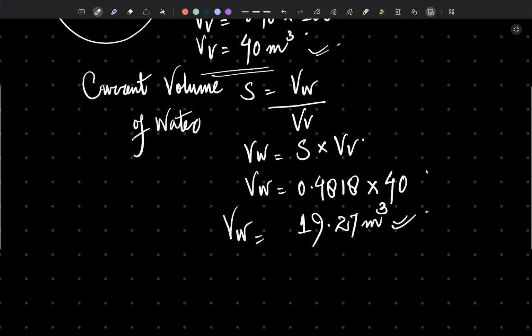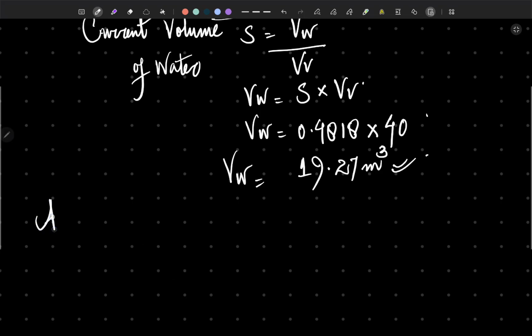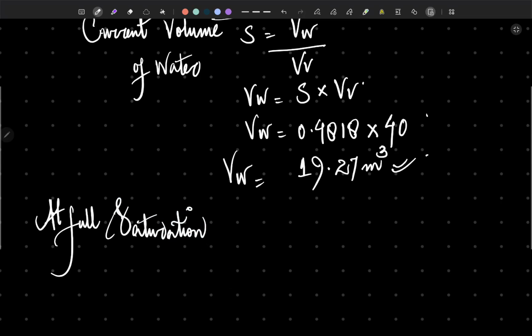Now the additional water required for full saturation. At full saturation, volume of water is how much? Volume of voids.